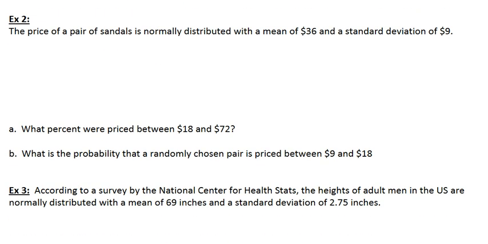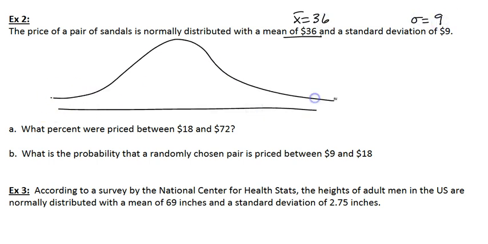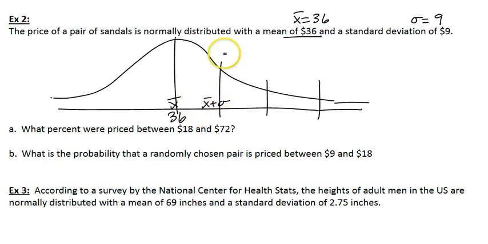Example 2. The price of a pair of sandals is normally distributed with a mean of $36 and a standard deviation of 9. To start off, I want to set up my bell curve. Again, x bar goes in the middle, and then every time I add the standard deviation. My standard deviation is 9. 36 plus 9 is 45. Plus 9 is 54. Plus 9 is 63.